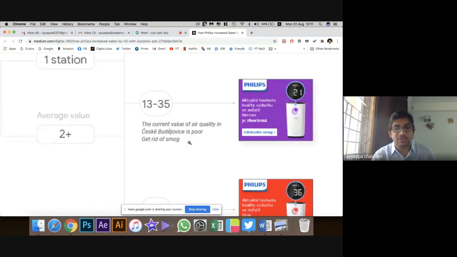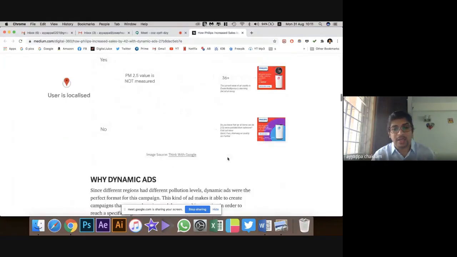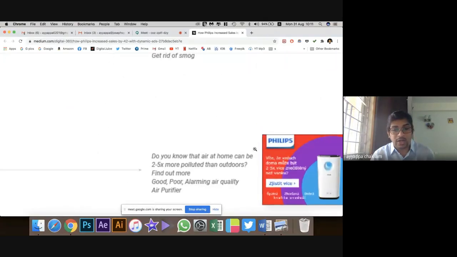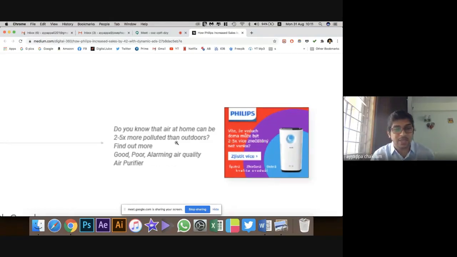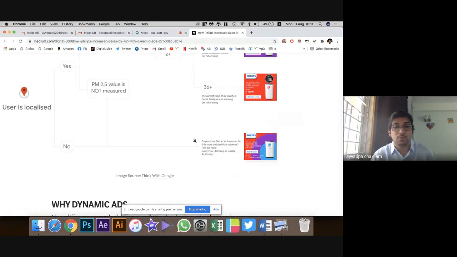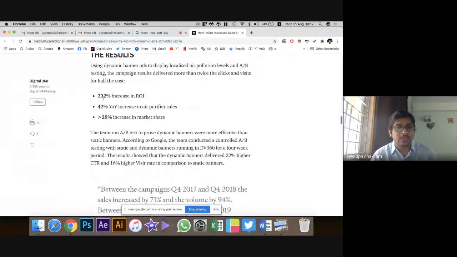If it is 13 to 35, the current air quality is poor in this particular place, so get rid of that smog. Here you can see the attachment, 36 plus is alarming. So at that point of time, when the pollution was increasing, they changed the ads for each place. And if the user is not localized, not situated anywhere, they just came up with a generic ad saying that indoors is 2.5 times more polluted than the outdoors. What happened with that? Philips increased its sales by 42%.